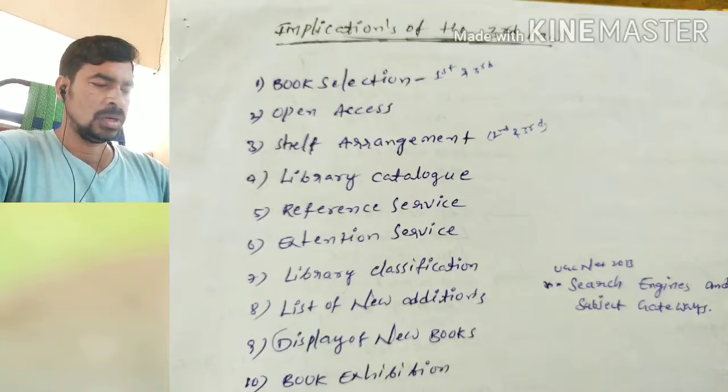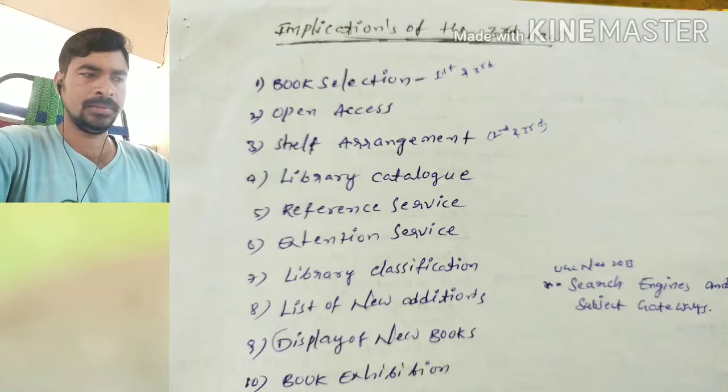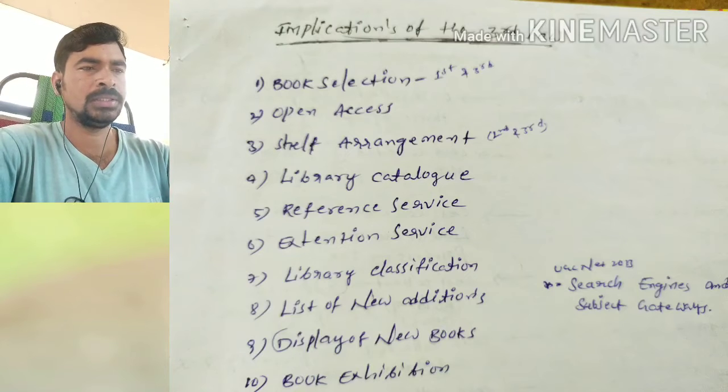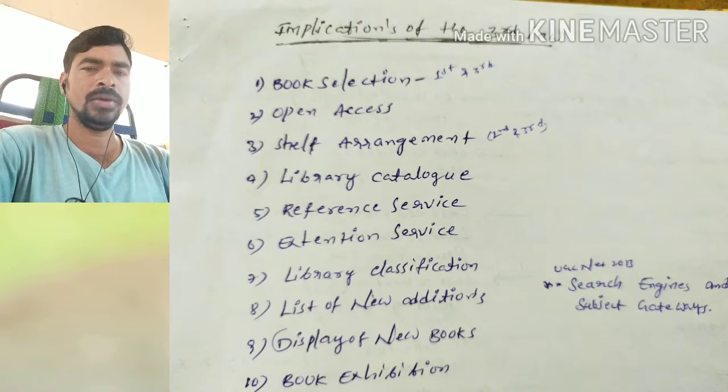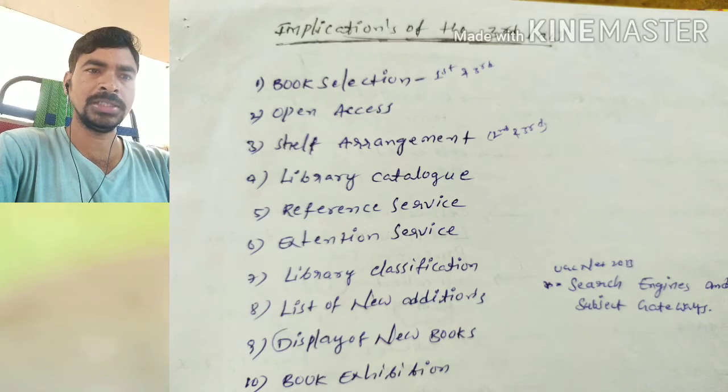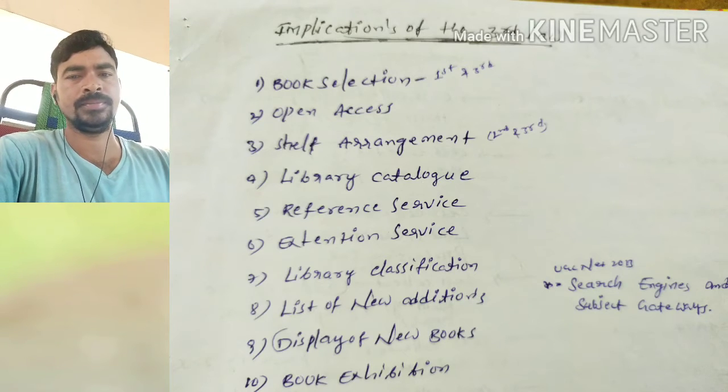In this third law, total implications 13. First one, book selection, open access, shelf arrangement, library catalog, reference services, extension services, library classification, list of new editions, display of new books, exhibition, web search engine and subject gateway. Search engine and subject gateway are also one of the implications in this third law, very important.